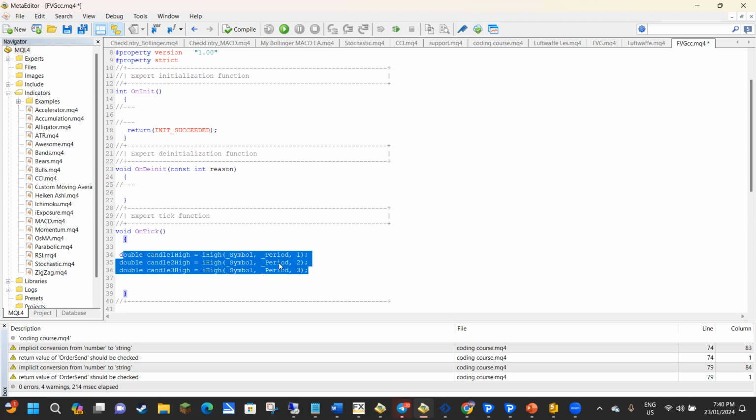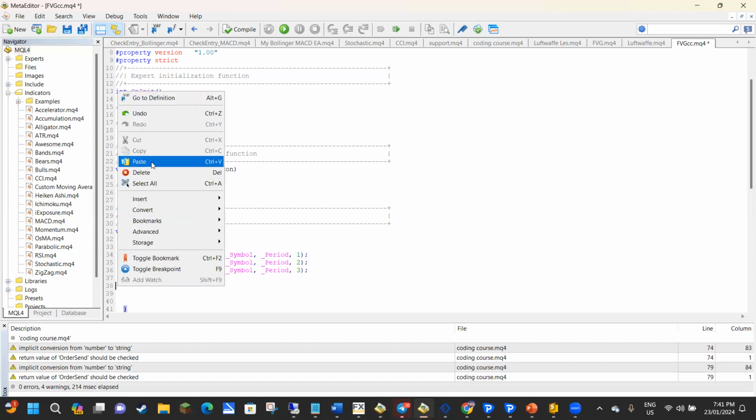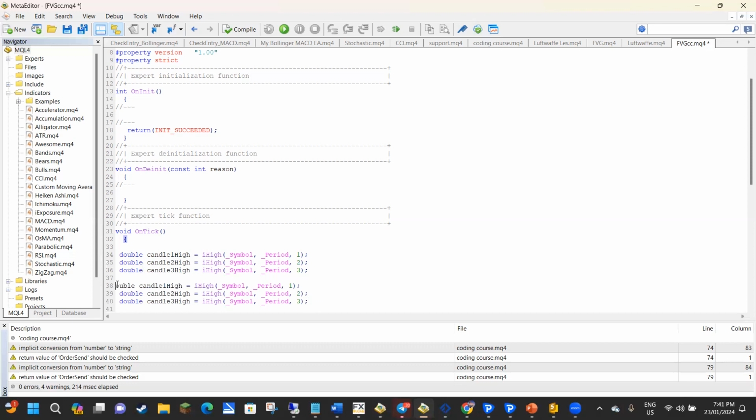What we're also going to need to know is the low values of all of those as well. We'll just pull them low. And instead of I high, the code is I low.